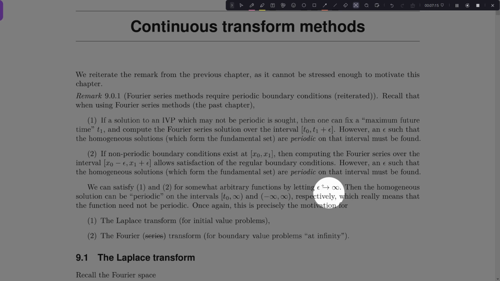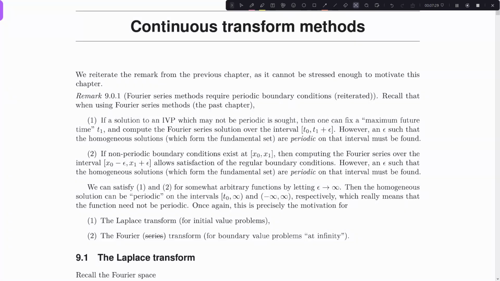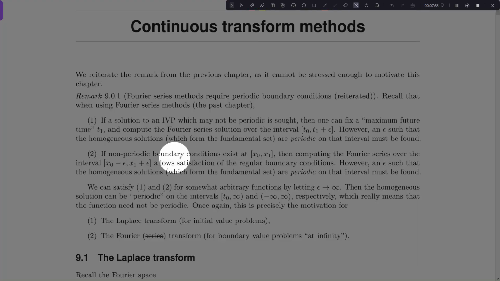And so what we're going to do is take this epsilon on my interval and push it to infinity. So really I'm going to recover an interval t0 to infinity, but that's going to force me into this idea of a continuous transform, or thinking about the boundary conditions. If I'm doing a BVP on some x0, x1, I tried to make a larger interval in which I was periodic over the larger interval, and then fit myself to x0, x1. If I take epsilon to infinity on this larger interval, all of a sudden I'm really doing a Fourier series over the interval minus infinity to plus infinity, and that's also going to recover a continuous transform.